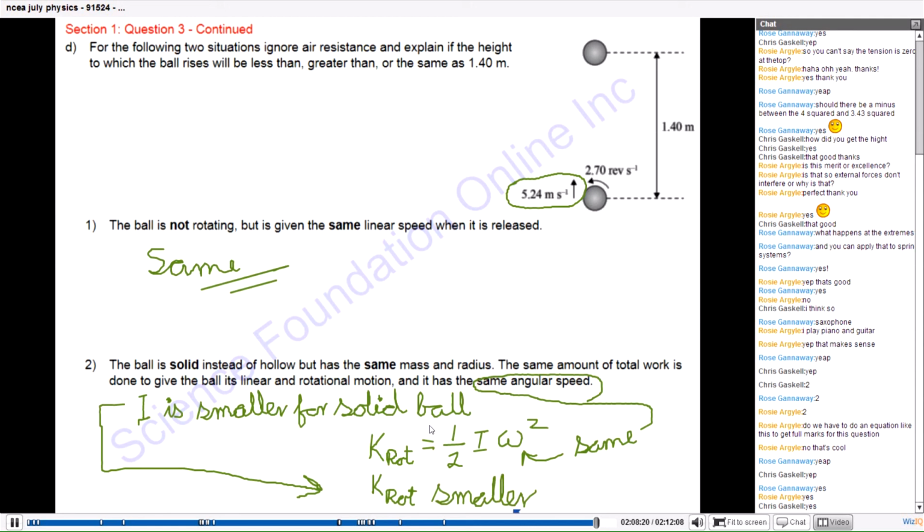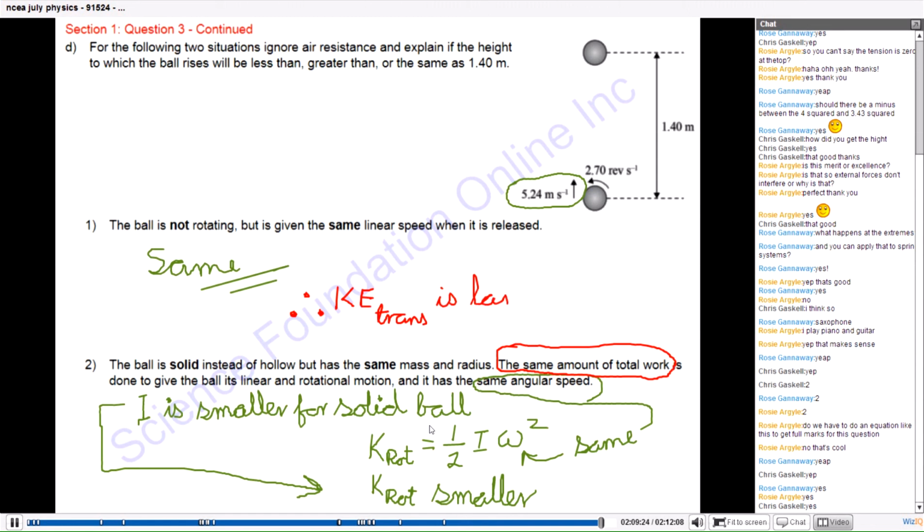So if the rotational is smaller, look at what it also said in this question. The same amount of total work is done. So the same amount of total work means the total energy is the same. So the total energy is the same, but the rotational part of it is smaller. Therefore, translational kinetic energy is bigger. So I can say, therefore, because this rotational part is smaller and we did the same amount of total work, I can say translational kinetic energy is larger.